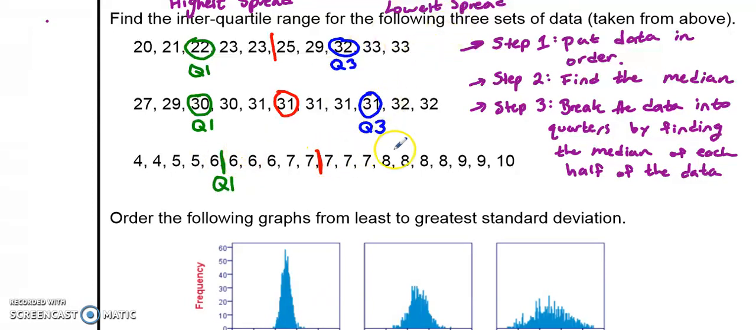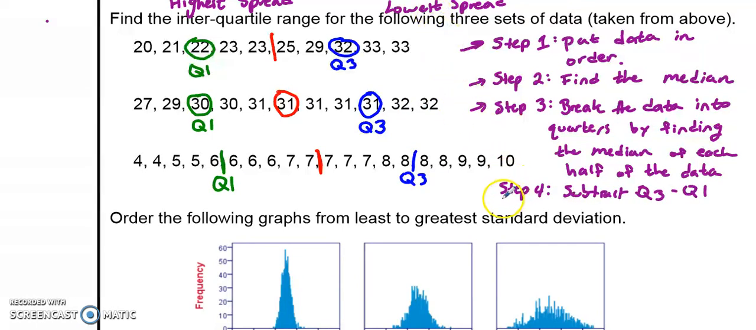On the other end, I've got another 10 numbers, so halfway will be between the 5th and 6th number. So 1, 2, 3, 4, 5, right there, 6. Perfect. So I've got the middle right here. And again, since it's between 2 numbers, I would normally have to add them together and divide by 2. But since both numbers are 8, if I add 8 and 8 together, I get 16. Divide by 2, I get 8 again. So my third quartile is 8.